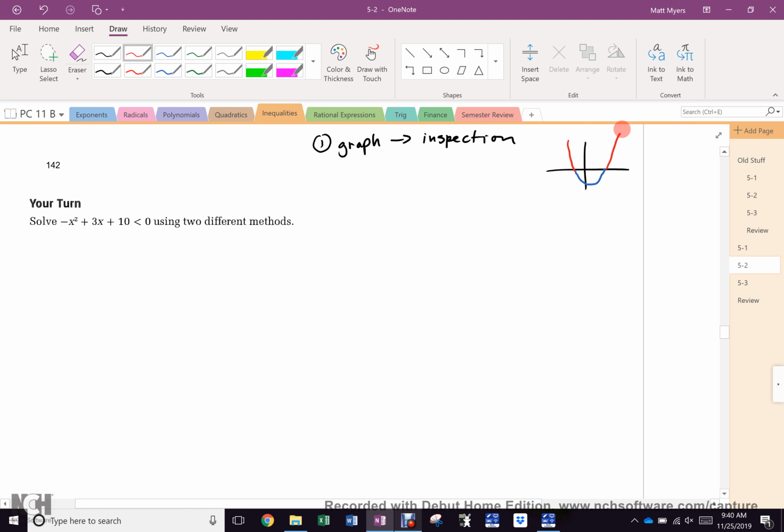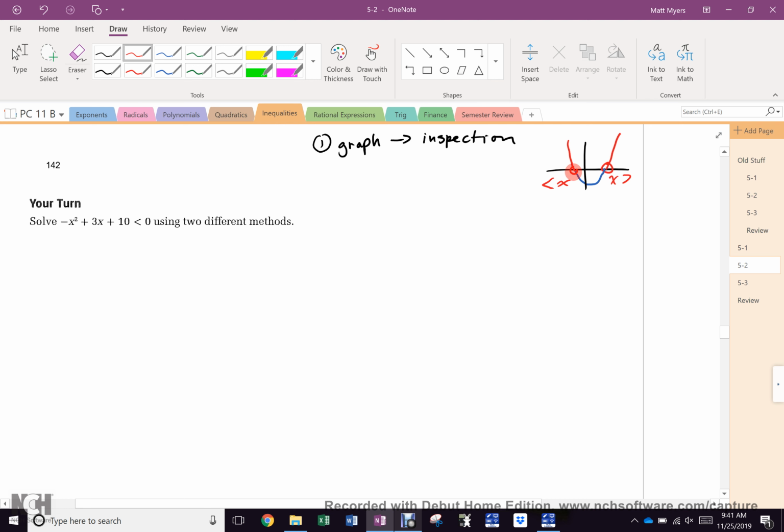Where is that graphed parabola greater than 0? The red parts or the blue part? The red parts. So, of course, it would be x is greater than there and x is less than there. If I did that, right?